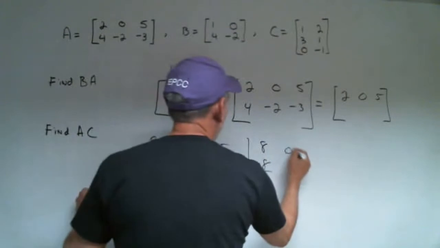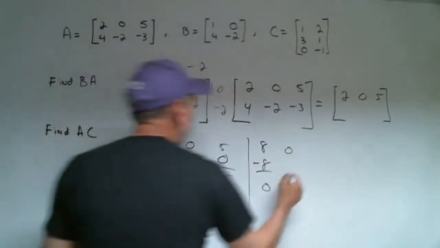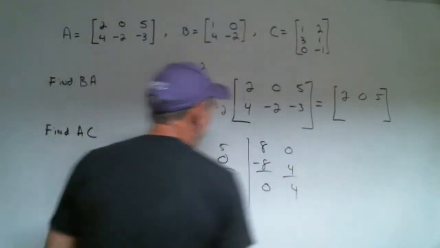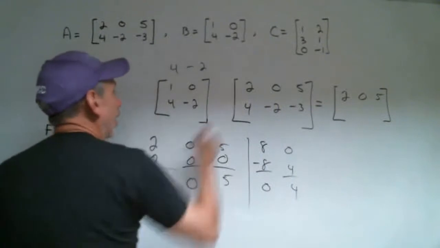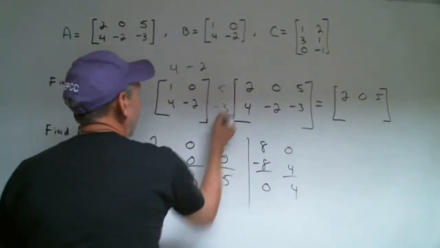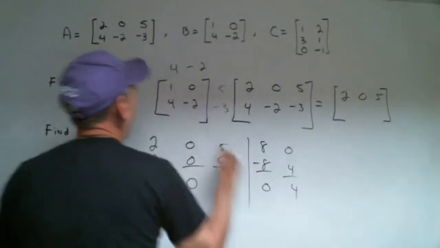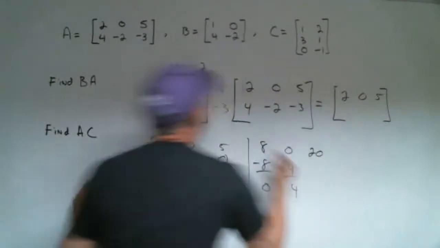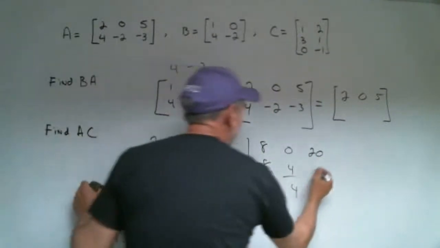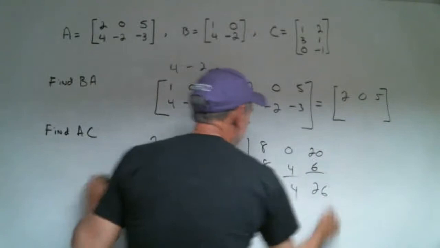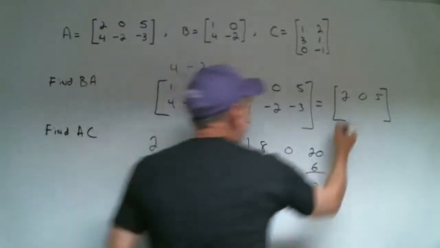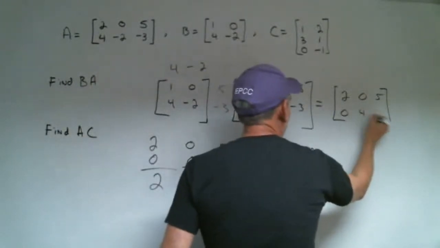Then I put the second column, 0, -2. 4 times 0 is 0. -2 times -2 is 4. So the answer is 4. And now I go to my third column, and that'll be my final one. So 4 times 5 is 20. And -2 times -3 is +6. So the answer is 26. And this is my second row.